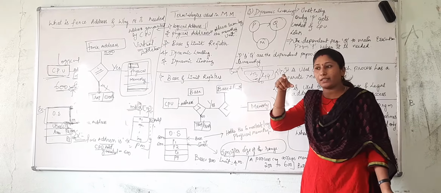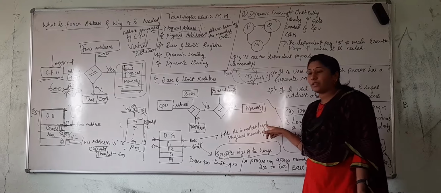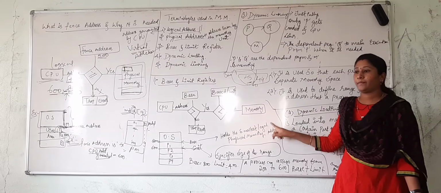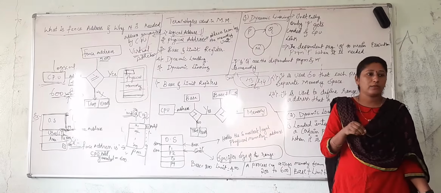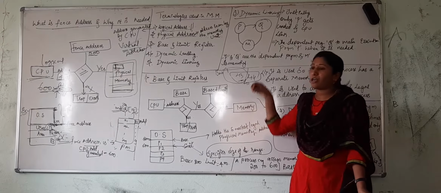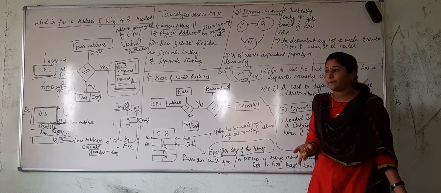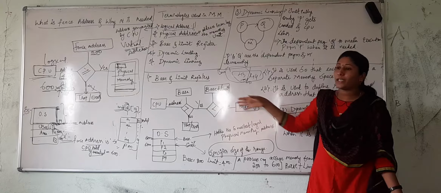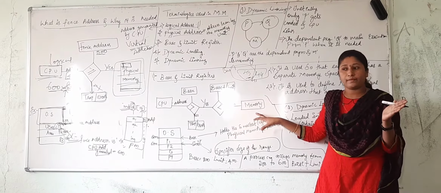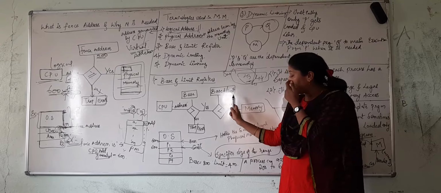The base is the beginning, holding the single smallest legal value. What is the meaning of legal here? Legal is an appropriate, correct value. An illegal value is an address which is not present in the memory and we are trying to access it. Legal means the address is there and we are accessing and using it. So now you know the meaning of base and limit register.